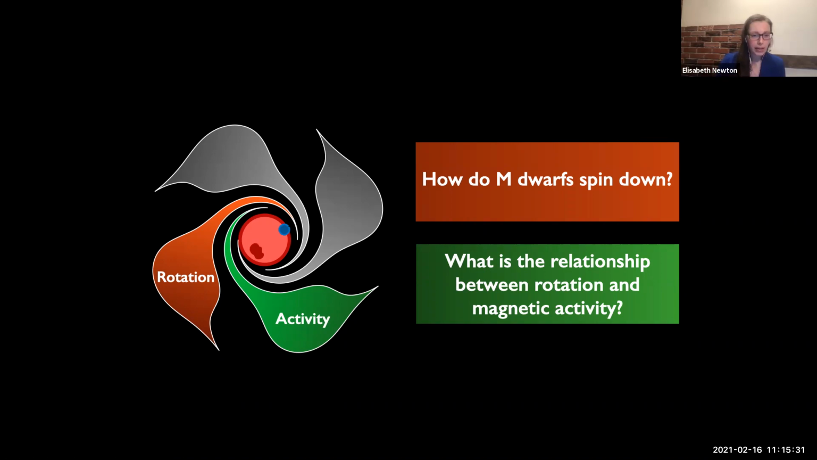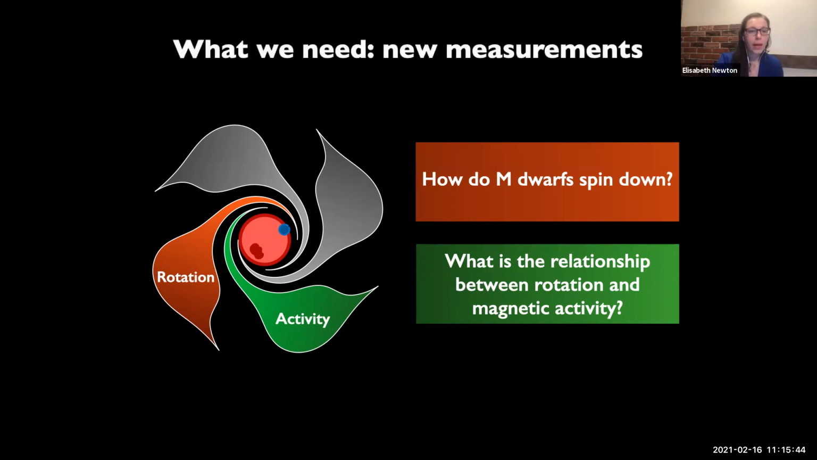Given the differences in internal structure between M dwarfs and solar type stars, we weren't sure really what we would expect. We thought that there would probably be some differences between what happened for sun-like stars and what happens for M dwarfs. Addressing these questions requires new measurements of rotation and magnetic activity, which is good because I'm an observational astronomer, and so I like taking data.